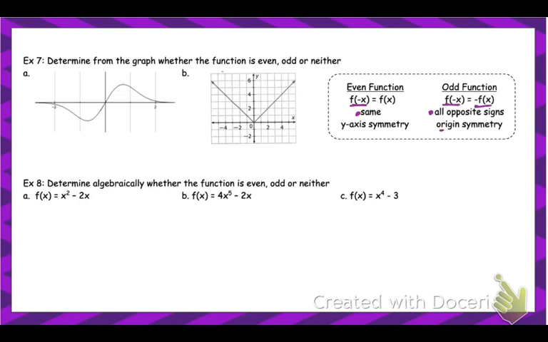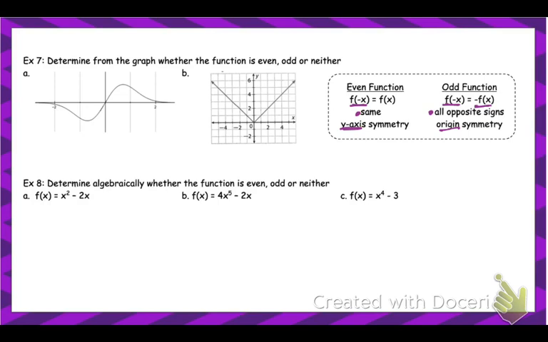Odd functions also have origin symmetry, so it's reflected across the origin. Even functions have y-axis symmetry. Y-axis symmetry is pretty easy to see. Origin symmetry is really if you were to reflect it, think if you reflected it over the x and you reflected it over the y. That's what origin symmetry would look like.